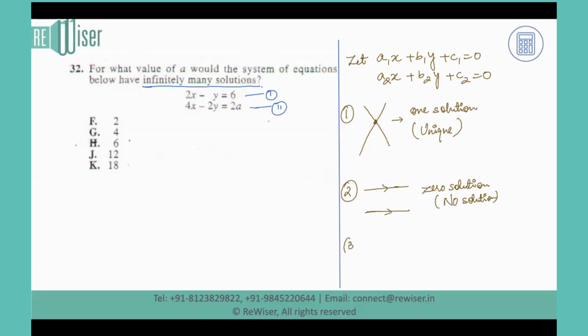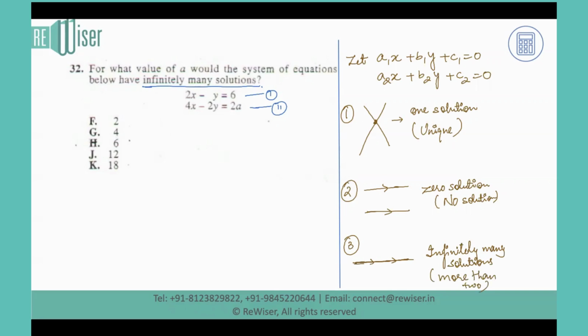The third condition is when one of the lines lies on top of another line. One line is overlapping the other. They are also called coincident lines, and they have infinitely many solutions between them. In other words, we can also say that they have more than two solutions.